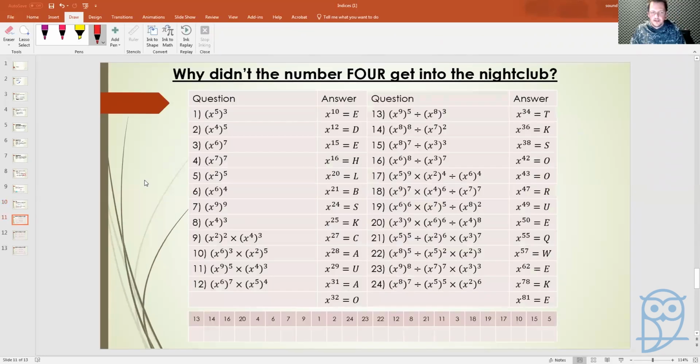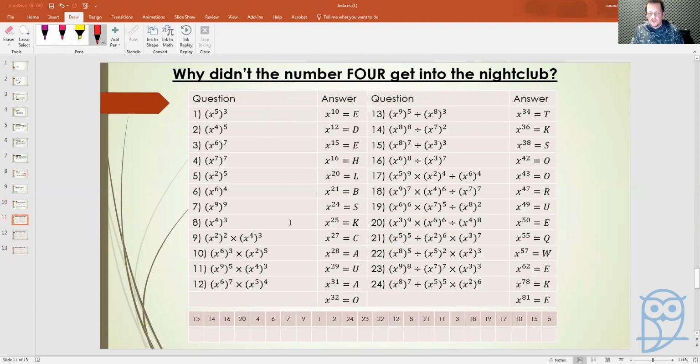That leaves us with this game that you're going to be working on for the rest of the time. I suggest probably taking a screenshot or something of this. Unless you want to write it out, that's totally up to you. So you need to use these 3 rules and simplify each of these 24 problems to get to a single answer, being it a single x to the power of a number.